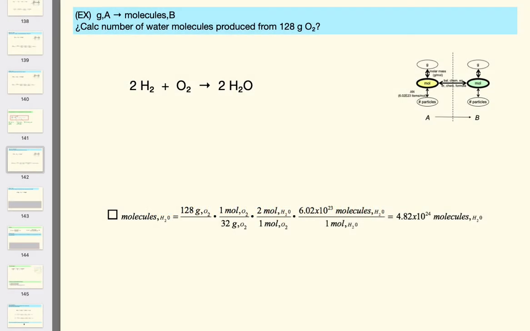Okay, let's do one more. This time, calculate the number of water molecules produced in 128 grams of O2. This is the only piece of given data, so that's obviously going to be the starting point. Let's start putting that out in our map here. The 128 goes above the O2.